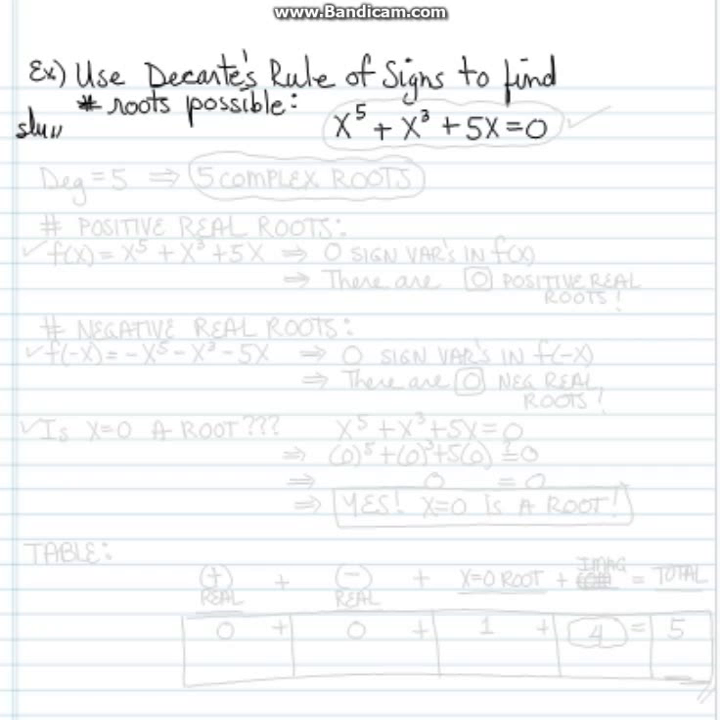In this problem, we're asked to use Descartes' rule of signs to find the number of roots possible for this polynomial equation x to the fifth plus x to the third plus 5x equals 0. The first thing we should do is check the degree of the polynomial. The highest power on x is the fifth power, so there are 5 complex roots that we're looking for.